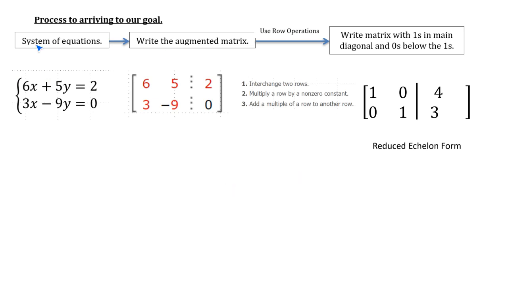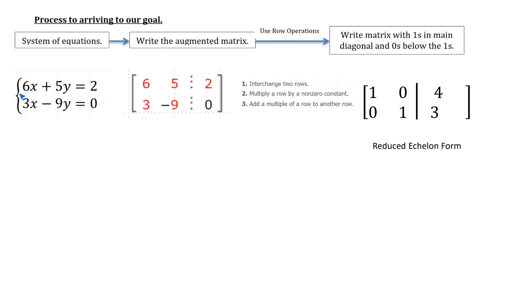So here we're going to have our systems of equations. And then our first step is going to be to write the augmented matrix. And then we're going to use those row operations, which I have listed here as 1, 2, 3. And then hopefully we end up with this matrix where we have ones in the diagonals and zeros everywhere else. We call that a reduced echelon form. And then from here, we can get our solution.